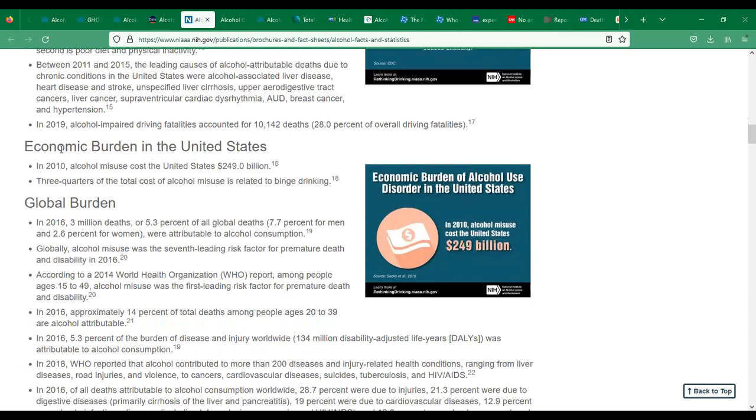Now, talking about economic burden in the United States. So misuse costs the United States, guess how much? 249 billion. So that's, again, taxpayers' money, 249 billion. So that's the economic burden of, let's say, alcohol misuse. Three quarters of the total cost of alcohol misuse is related to binge drinking, so heavy drinking.